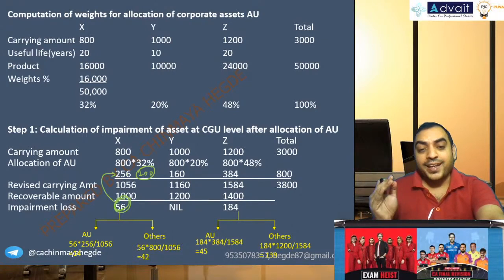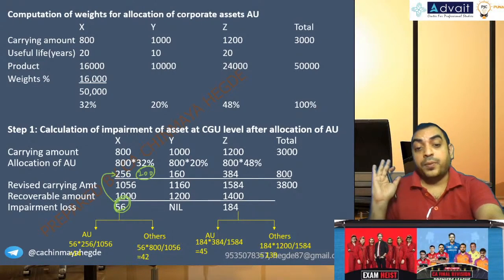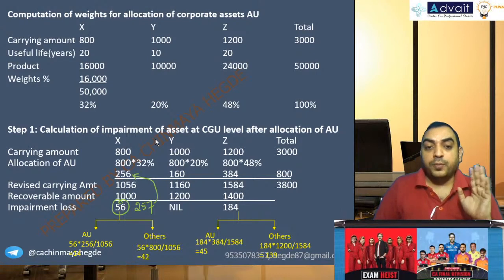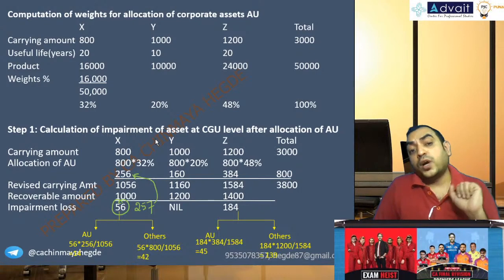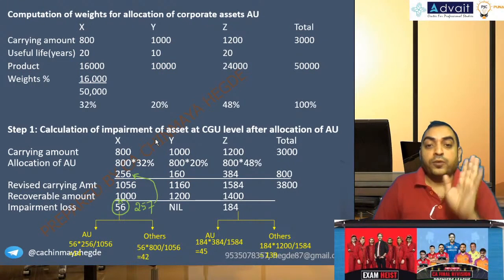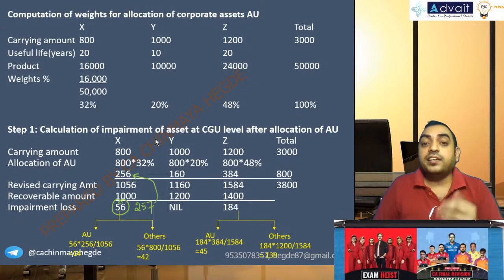Because when impairment happens, goodwill will get impairment first. Only when this crosses 256, suppose this becomes 257 impairment, then 256 goes to goodwill, 1 goes to the other assets. Hope you're able to get that point, my dear friends. If it is goodwill, first goodwill will be allocated, and the remainder only goes to other assets. Here we did it proportionately. That proportionate thing doesn't come in goodwill. Goodwill will get the first hit, then others.